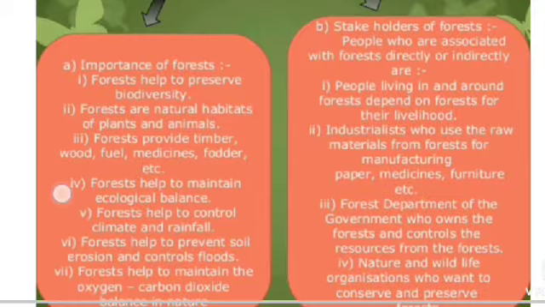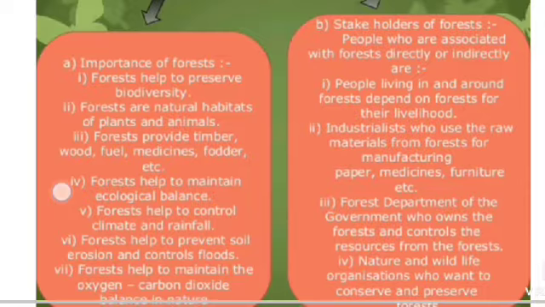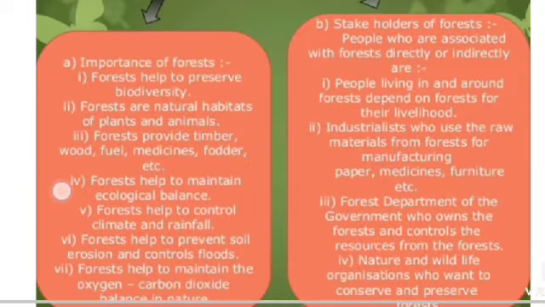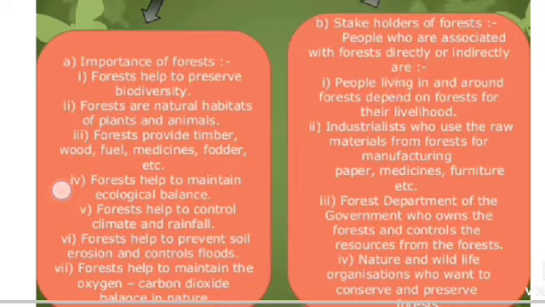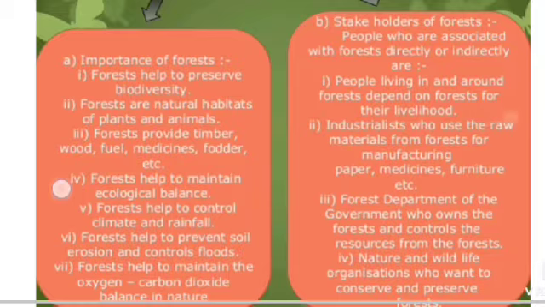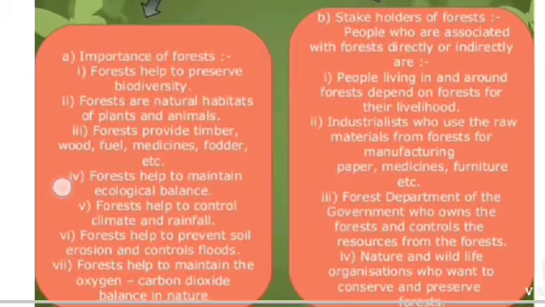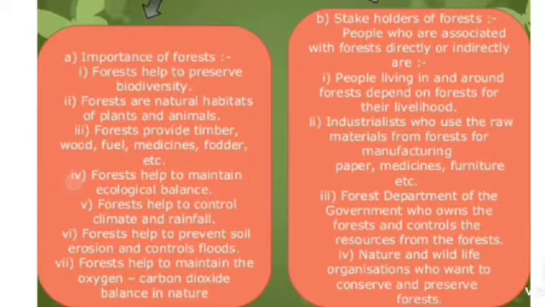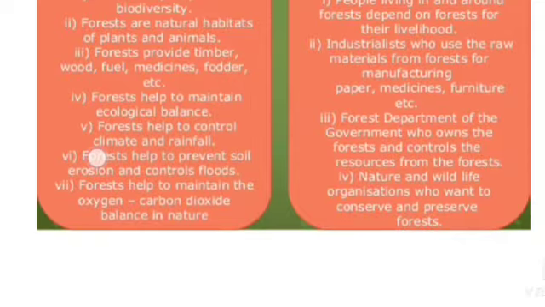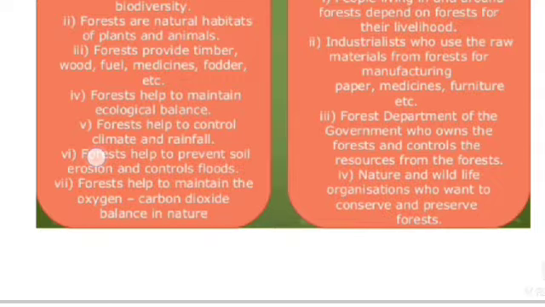Stakeholders of forest. People who are associated with the forest directly or indirectly, or people living in and around the forest, depend on it for their livelihood. Industrialists use raw material from the forest for manufacturing paper, medicine, furniture. The forest department of the government owns the forest and controls the resources from the forest. Nature and wildlife organizations want to conserve and preserve the forest.